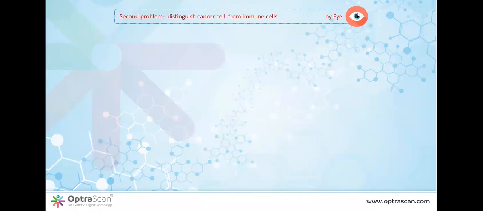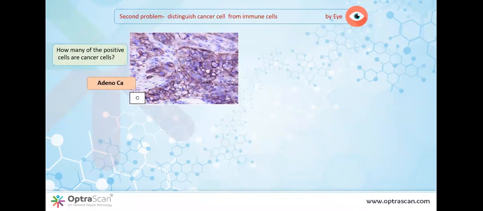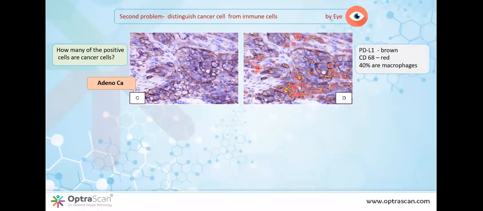We have a second problem, which has more recently been recognized. So here's another field. This is an adenocarcinoma of the lung. It's been stained for PD-L1. We can see there are a lot of positive cells. So if we counted the positive cells, that would be our numerator. Except that in this instance, we would be wrong because 40% of the positive cells, in fact, are not cancer cells, they're macrophages. And here now on the right, we're staining for CD68.